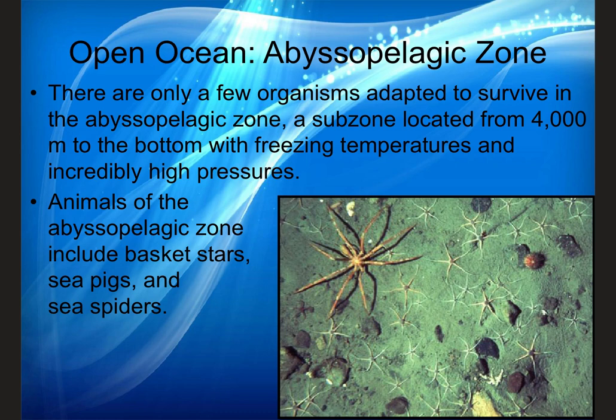All right, so the fourth zone indicated here. There are only a few organisms adapted to survive in this zone, since it is located 4,000 meters or below, to the bottom of the ocean, with freezing temperatures and incredibly high pressures. Animals in this zone include basket stars, sea pigs, and sea spiders. What you see here are basket stars, and we'll look at another picture in a moment that's going to show the sea pigs.